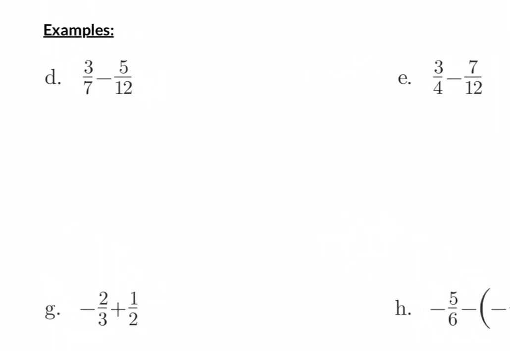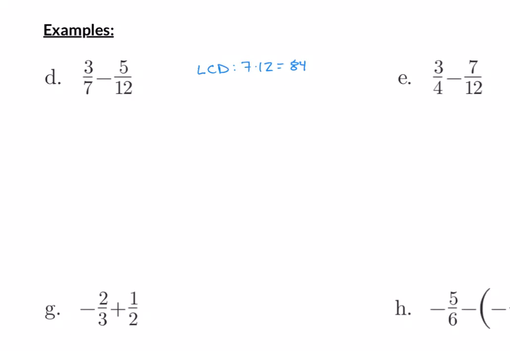So starting with example D, my LCD for this one, you may not know what is the LCD, and so let's go ahead and multiply the two numbers together. 7 times 12, this is 84. And this is in fact our LCD. 7 and 12 have no common factors, and so this is the best that we can do.